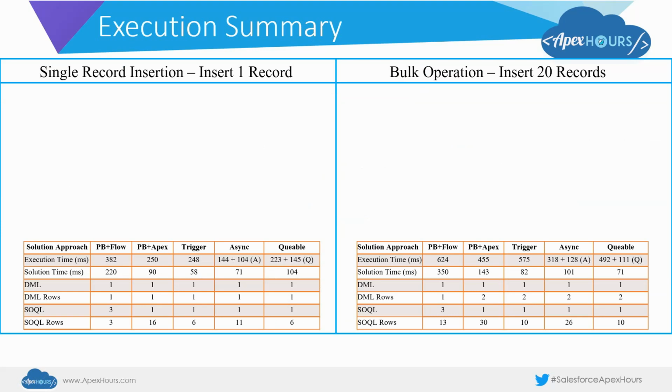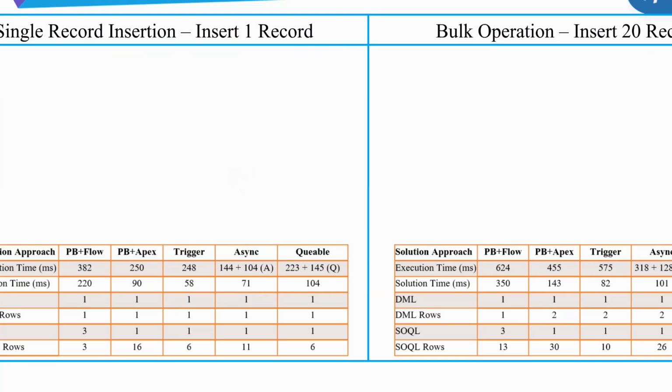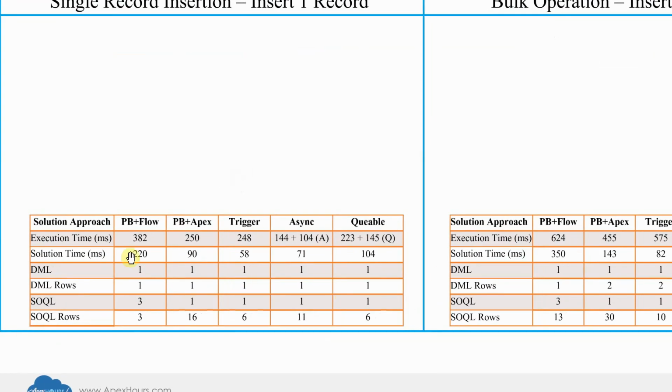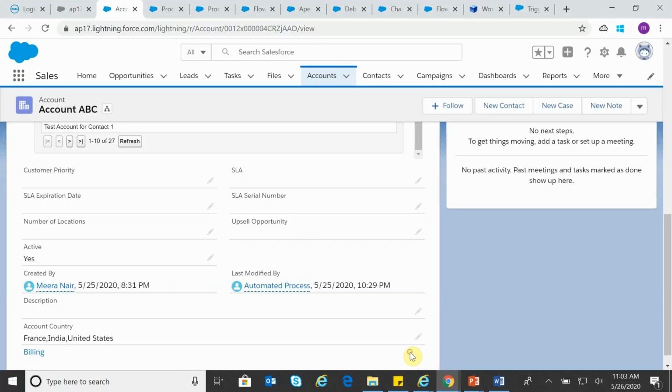Now let us see a tabular representation of execution details which I captured already before this session. Here also I have executed single record and also bulk record. For single record, from here you can clearly see that the lesser time is taken by an asynchronous operation, and even the number of SOQL consumed is just one in all scenarios, but PB plus flow is consuming 3 SOQL statements. So let us go back and see how a PB plus flow is going to consume 3 SOQL statements.